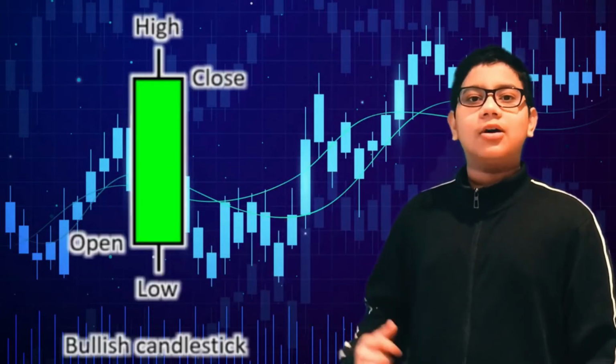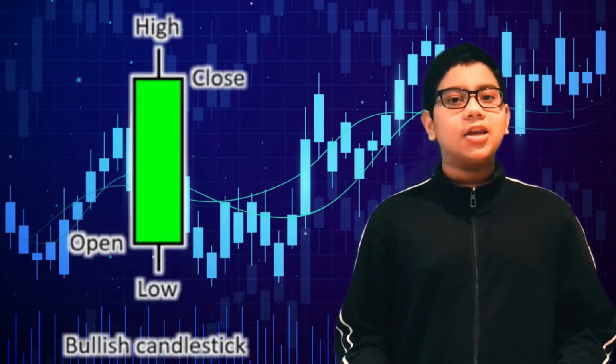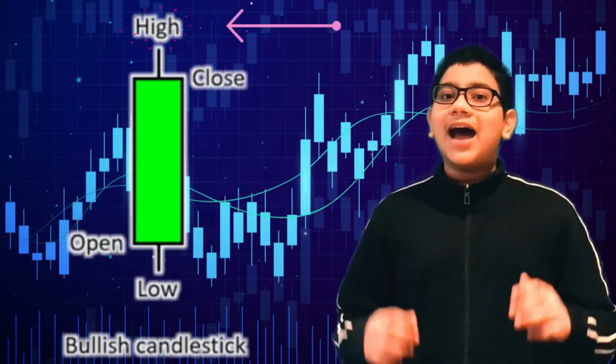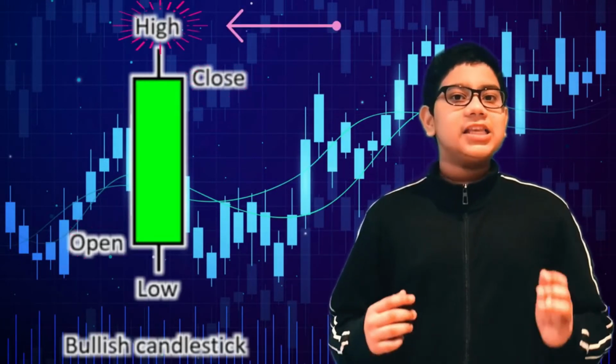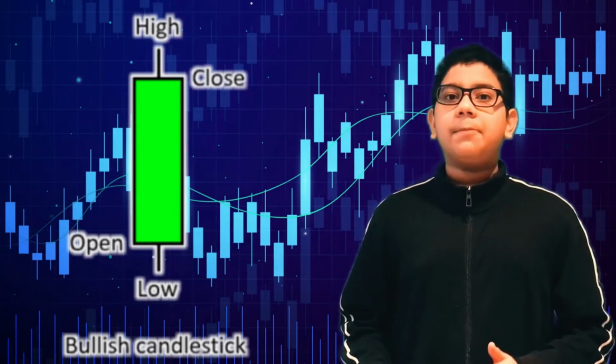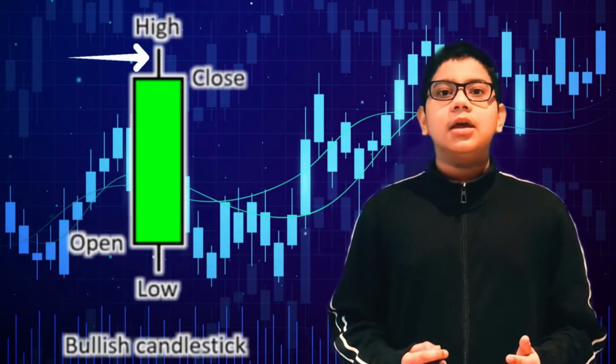This candle is called a bullish candle. When a candle is bullish, the close of the candle is higher than the open of the candle. The high of the candle is the highest price the candle has experienced. It's above the upper wick of the candle. An upper shadow or upper wick is the vertical line above the close of the candle.